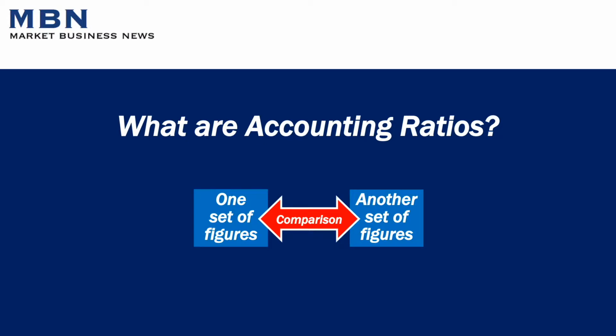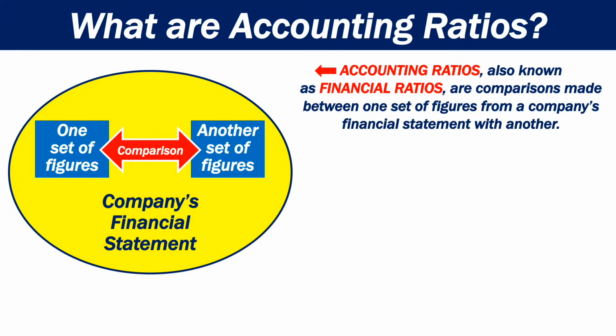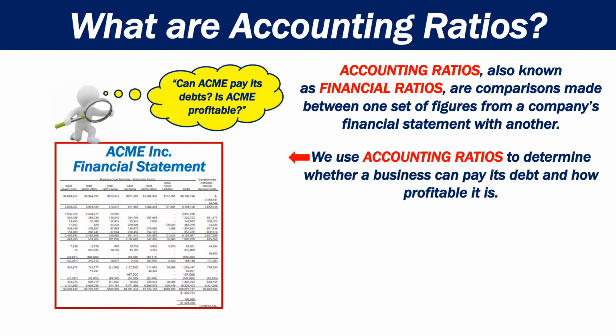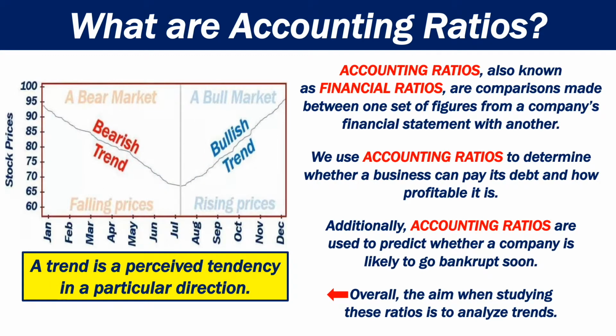What are accounting ratios? Accounting ratios, also known as financial ratios, are comparisons made between one set of figures from a company's financial statement with another. We use accounting ratios to determine whether a business can pay its debt and how profitable it is. Additionally, accounting ratios are used to predict whether a company is likely to go bankrupt soon. Overall, the aim when studying these ratios is to analyze trends.